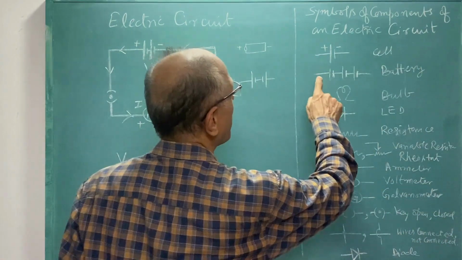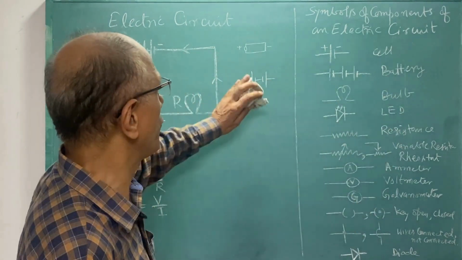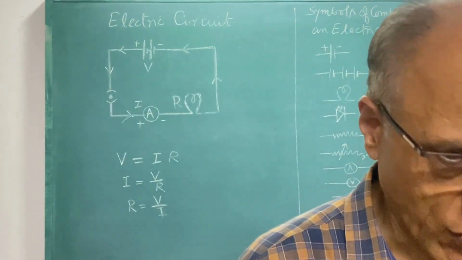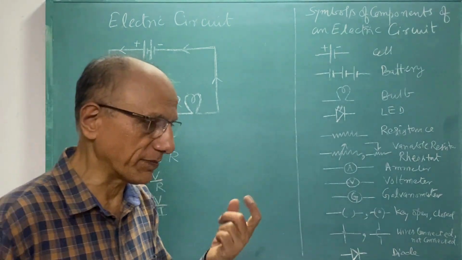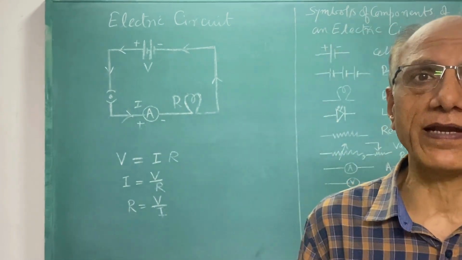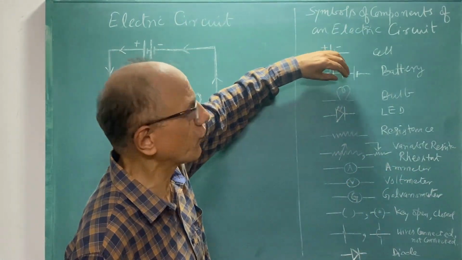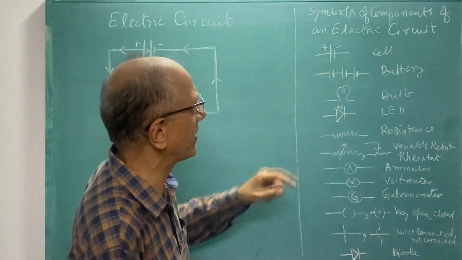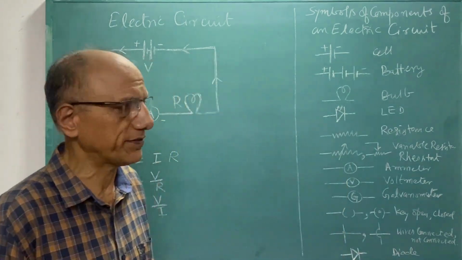So this is a combination of cells. So many cells are there, so that's why we call it a battery. You might have seen a battery of your inverter or battery of your UPS. They say it is a 22 plate battery, it is a 25 plate battery. That means there are so many cells connected in series. So this is the battery. Again, this will be the positive of the battery and this will be the negative of the battery.